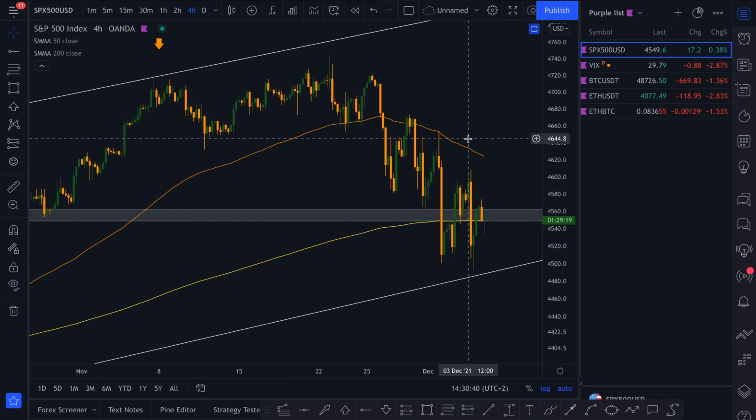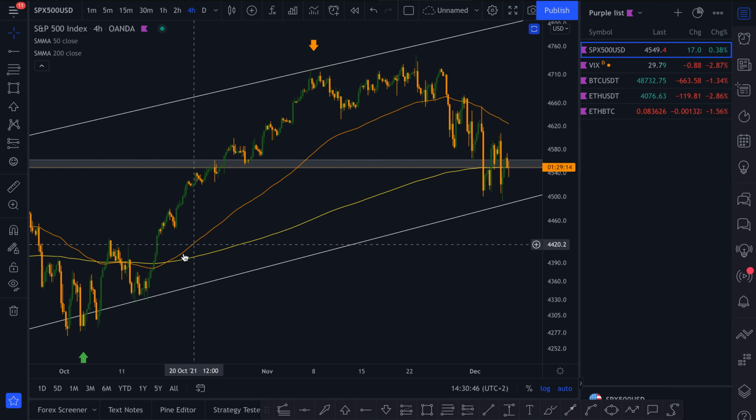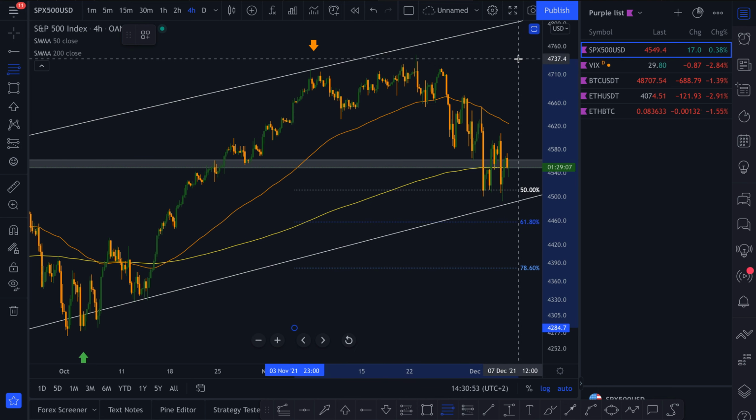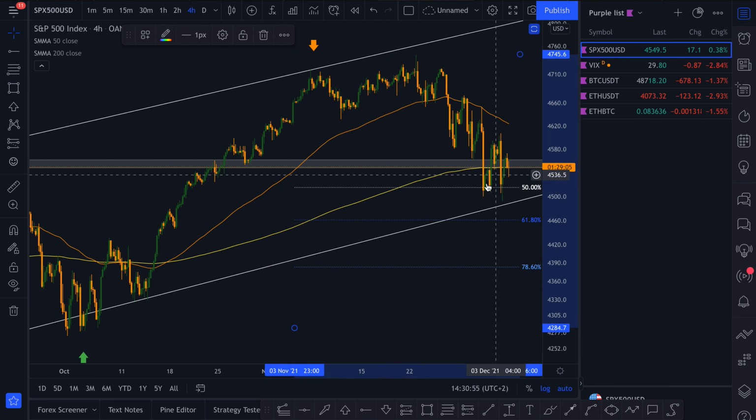So why did the SPX fall? Well, there was a lot of profit taking. First of all, as you can see, this move is huge and with no retracements at all. And if we plot our fib levels right now, let's say from the complete bottom, we can see that we are respecting the 50% fib level at this point.